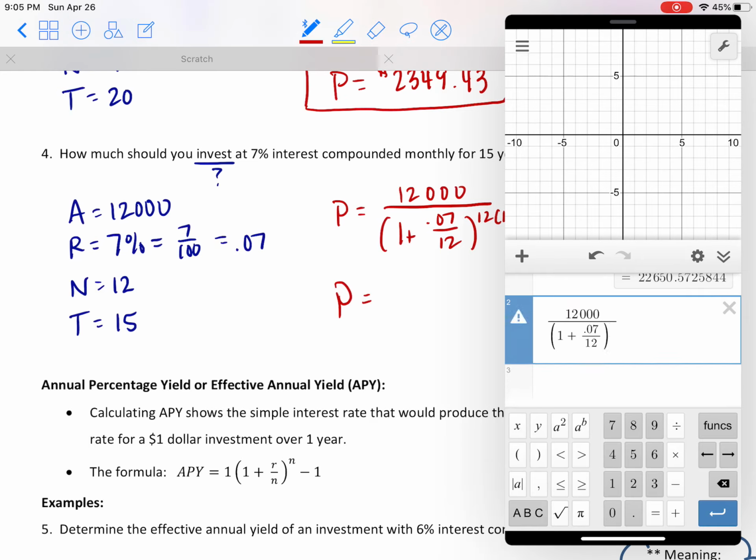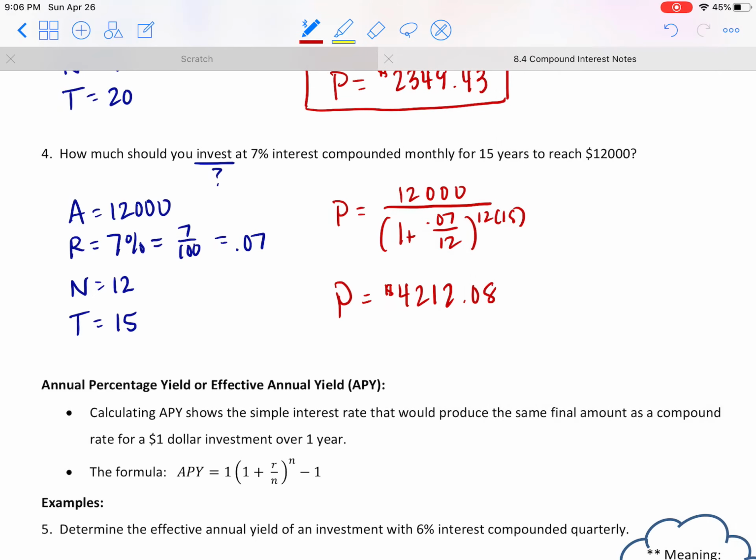All right, so division button first to make a fraction, 12,000 on the top, and then 1 plus 0.07 over 12, raised to the 12 times 15 power, is $4,212.08.